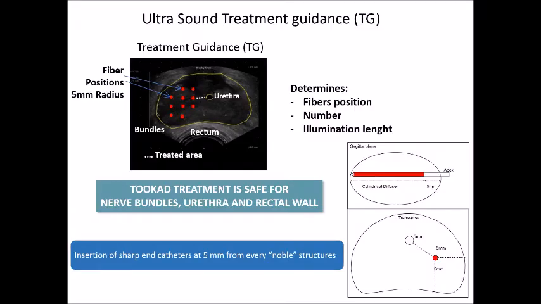To avoid damaging the so-called noble structures, a 5 mm rule is carefully applied. The needles are placed at 5 mm from the neurovascular bundles, the sphincter, the urethra, and the prostatic capsule in order to avoid any damage of these important functional structures.